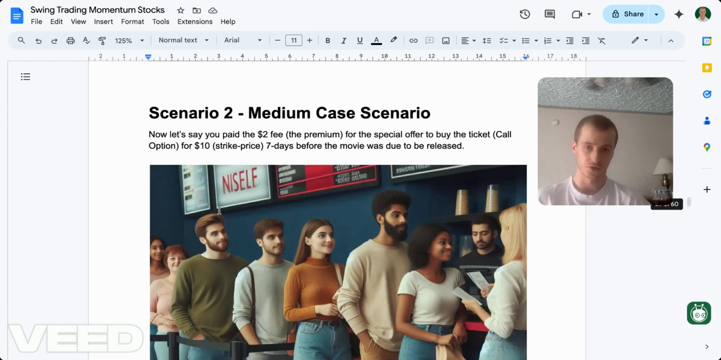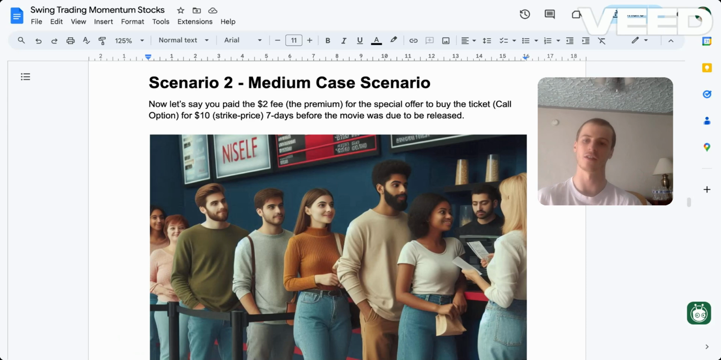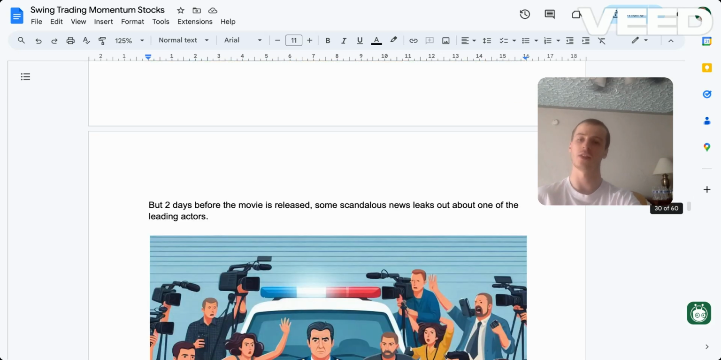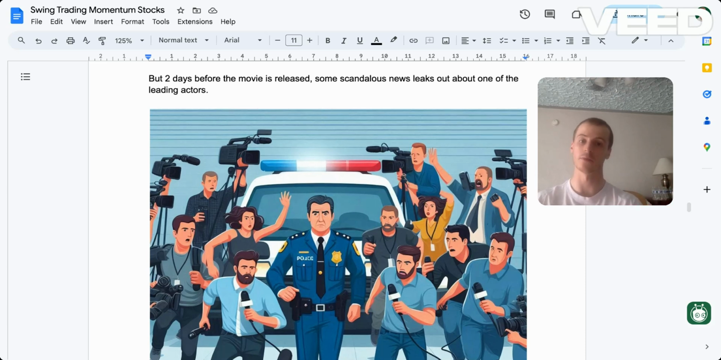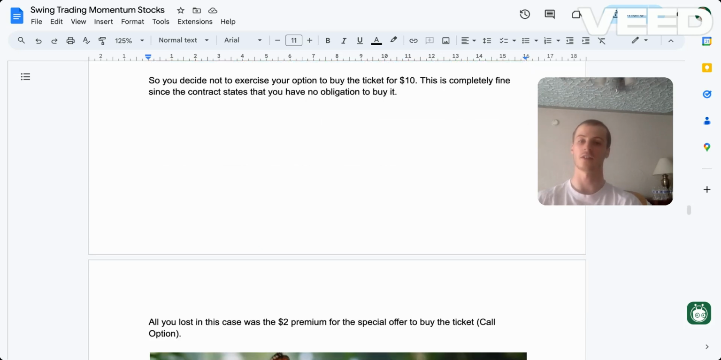So if we look at scenario two, which is kind of like the medium case scenario, let's say you paid the $2 fee, again, the premium, as it's known in the world of trading options, for the special offer to buy the ticket, have the call option for $10, 7 days before the movie was due to be released. But 2 days before the movie is released, some scandalous event happens about one of the leading actors. So you decide not to exercise your option to buy the ticket for $10.